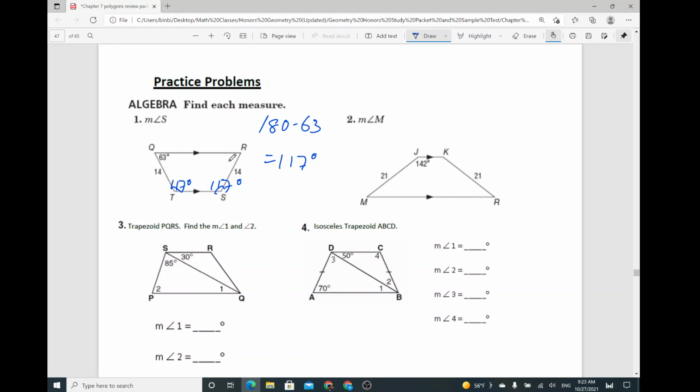Now find the measure of angle M, right here. Again, using the consecutive interior angles, 180 minus 142, and then you'll get 38 degrees.